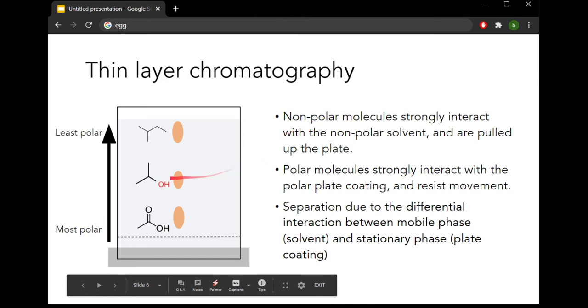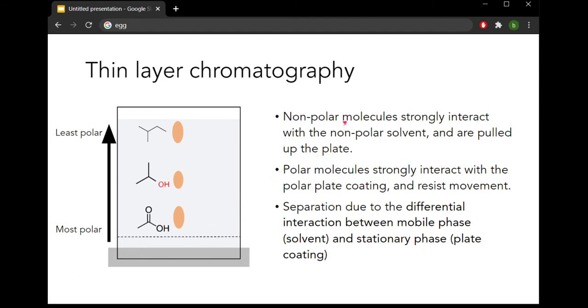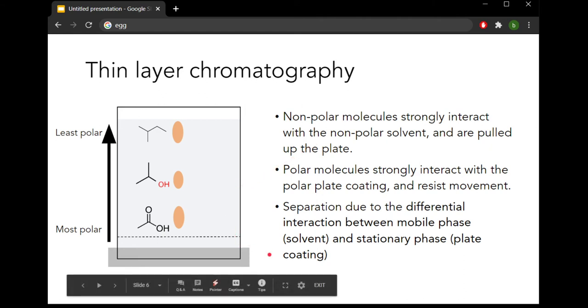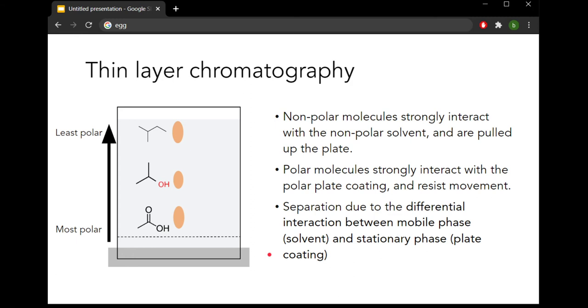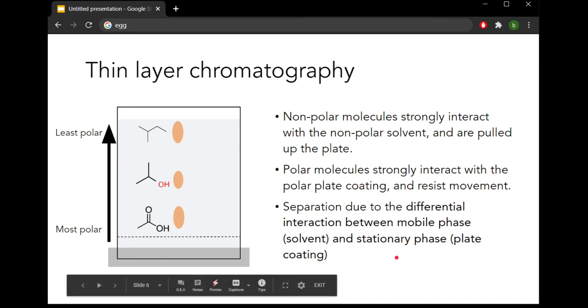Let's take an example, okay? Here we have three different compounds, right? They're separated based on polarity. Non-polar molecules strongly interact with non-polar solvent or hexane and get pulled up the plate, right? But polar molecules interact with the coating on the plate, for example, silica or aluminium oxide. Therefore, they resist movement. So in chromatography, we say that the separation of our different analytes is because of the differential interaction between the mobile phase and the stationary phase.